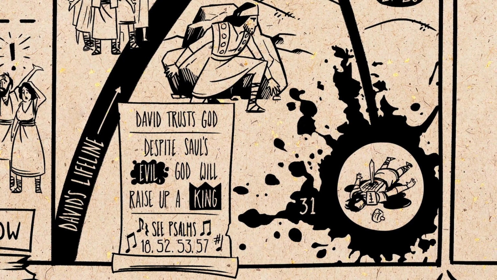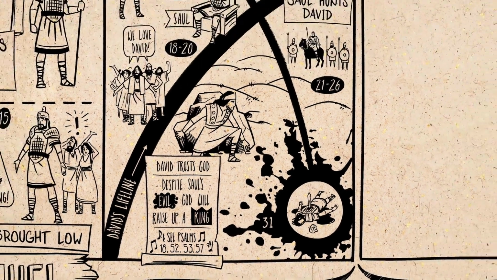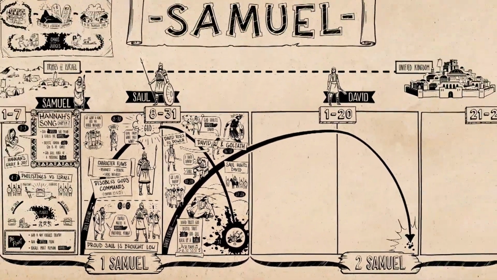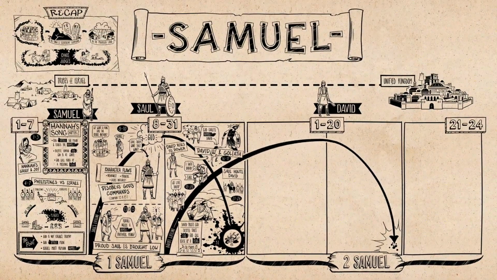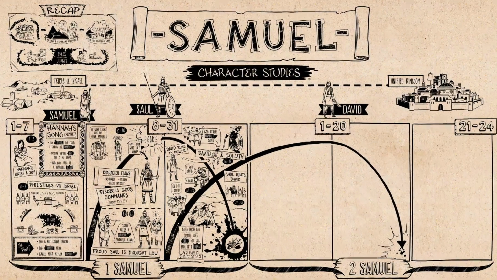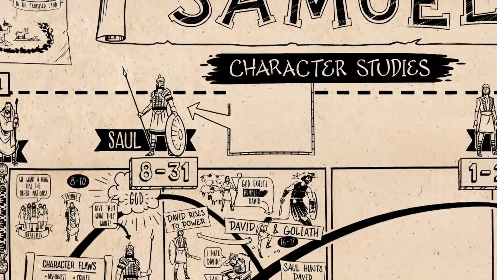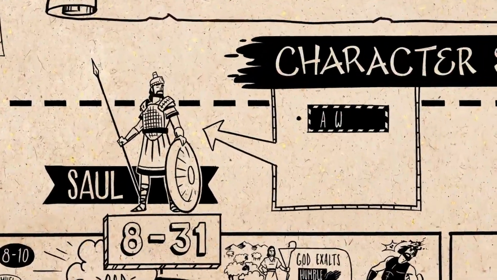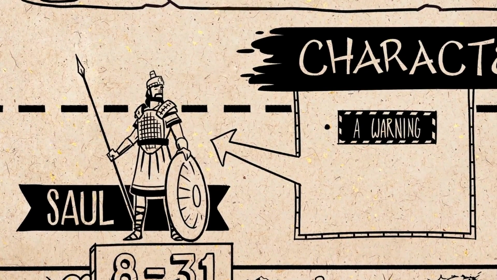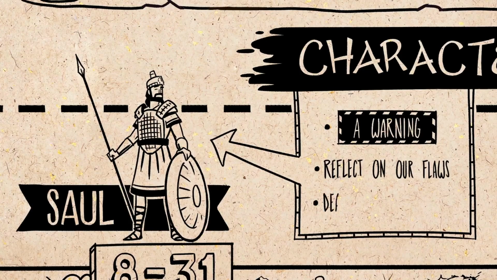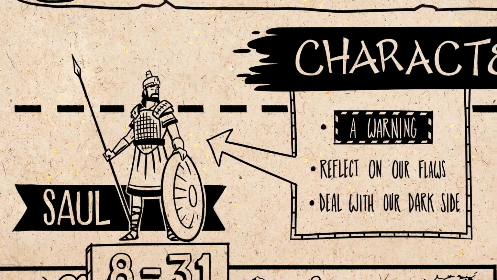1 Samuel tells some of the most intricate, well-told stories you find anywhere in the Bible, and the characters Saul and David, they're portrayed very realistically. And the author's putting them forward as character studies so that you can find yourself in them. So in Saul's story, we see a warning. It's crucial that we reflect on our own character flaws and how they harm us and other people. And with God's help, we need to humble ourselves and deal with our dark side so that Saul's story doesn't become ours.